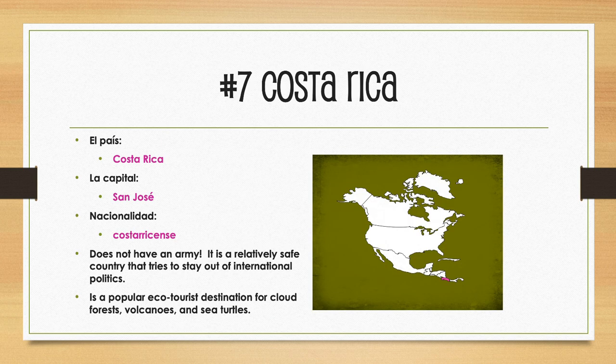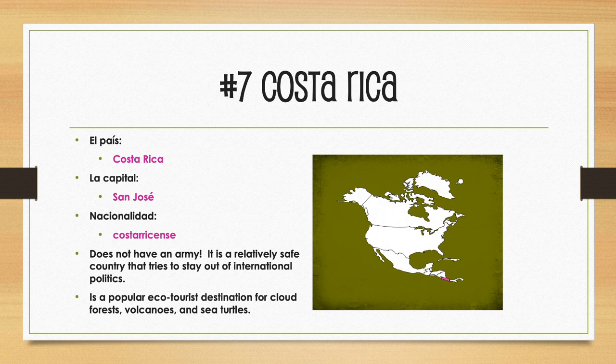The next country is Costa Rica. Costa Rica means rich coast, and it has coasts on both oceans, right? The Atlantic, Caribbean, and the Pacific. And the capital city is San Jose, which means Saint Joseph. The nationality is Costarricense for both male and female.